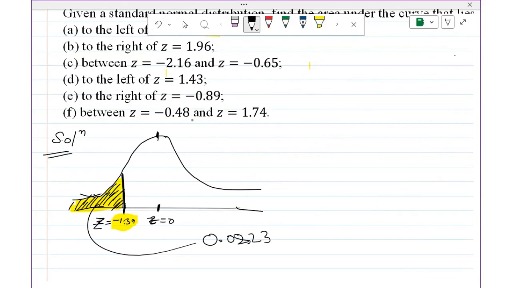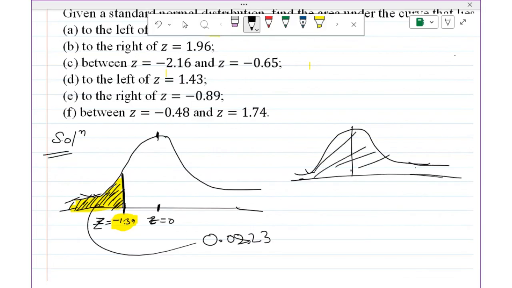Now, students, I will do this same question with the other table also, because in the exam we may be given the left side value and we may be given the right side value also. Before doing the next question, let me explain this in another way. Let me ask you one simple question. What is the total area under the standard normal distribution, or any normal distribution also? What is this total area?